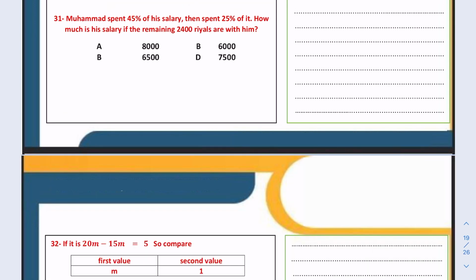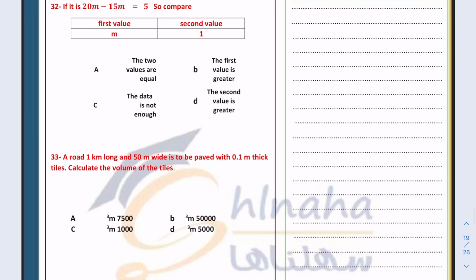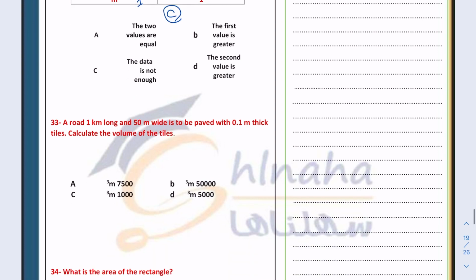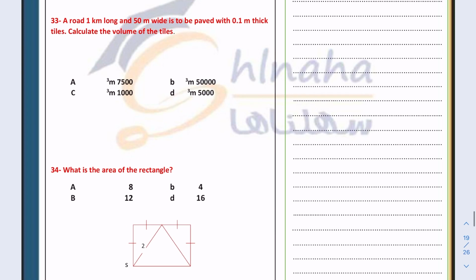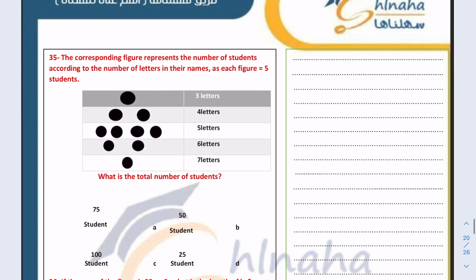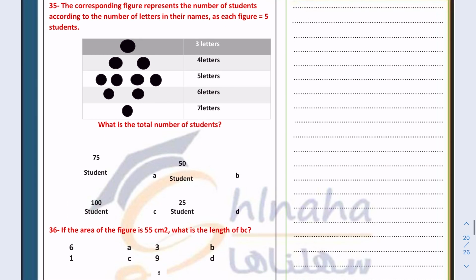Question: Muhammad spent 4/5 of his salary, and then he spent 2/5 of his salary. This is also a repeated question, and we solved it, which is 80. Question 32, it's also repeated. This will be 1, so it will be C. Questions number 33 and 34 are also repeated, so we will start from 35.